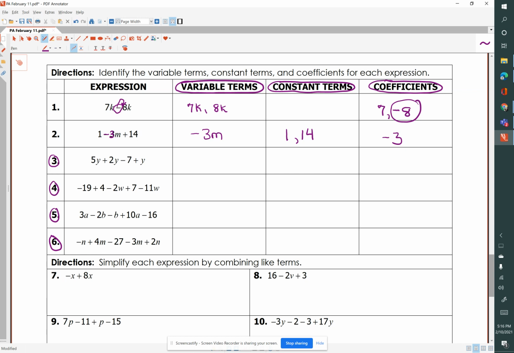Okay, number 3, our next expression is 5y plus 2y minus 7 plus y. Okay, there's a tricky thing here. You'll see it in a minute. First of all, our variable terms are 5y, 2y, and y. Our constant, our number all by itself, is the negative 7. Our coefficients are 5 and 2, and, wait for it, we have an invisible 1 in front of that y. So 1 is also a coefficient. I hope you got that.